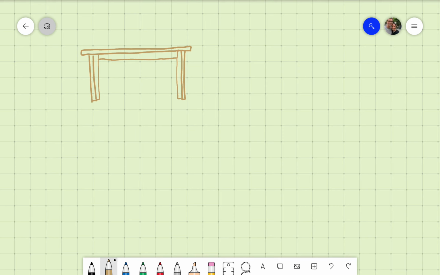Let's make up a mass. Let's say my table has a mass of, I don't know, 40 kilograms. And let's make up some other stuff. Let's say that my table has a length of 2 meters. In actual fact, my table is 8 feet long, so it's closer to 3 meters, but we'll call it 2.